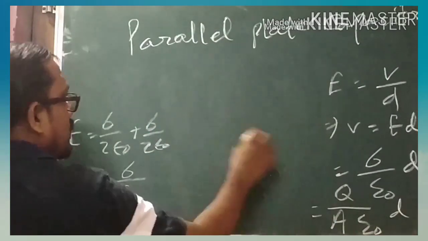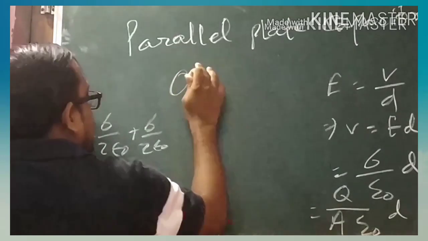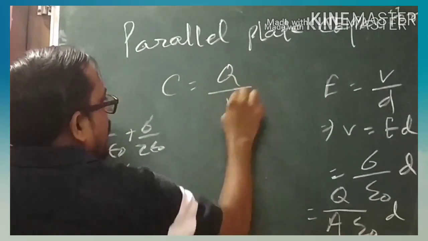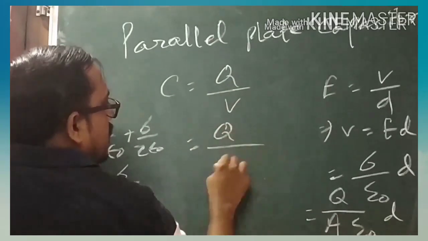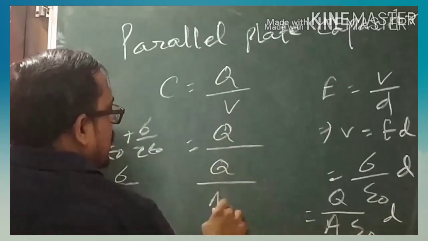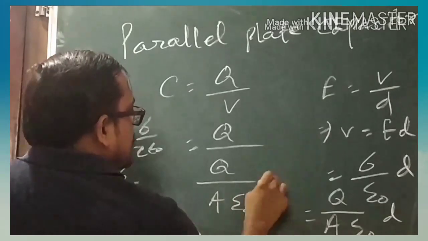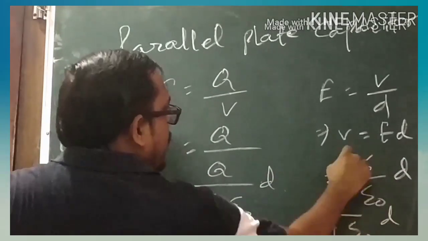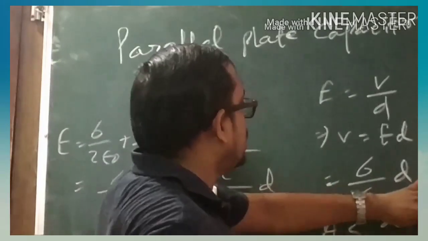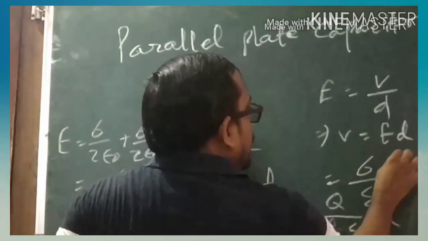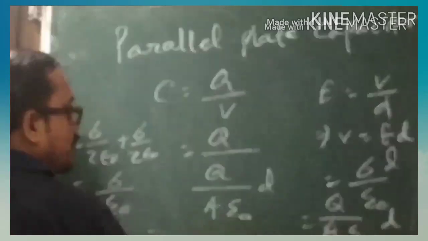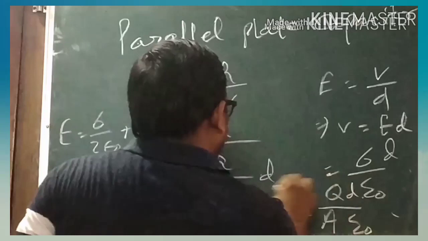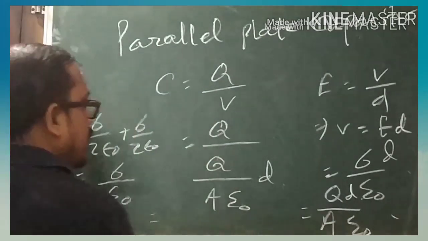This is the value for V. Again we know that the capacitance, which is a constant value, is the ratio of Q by V. Now putting this value of V, which is Q D by A epsilon 0, we are getting the value.